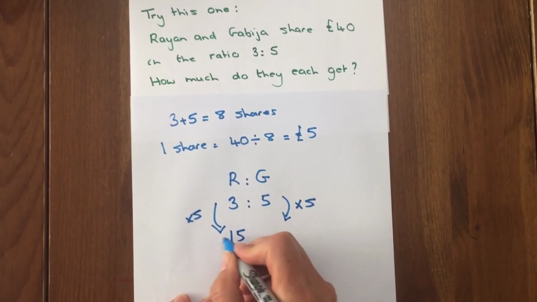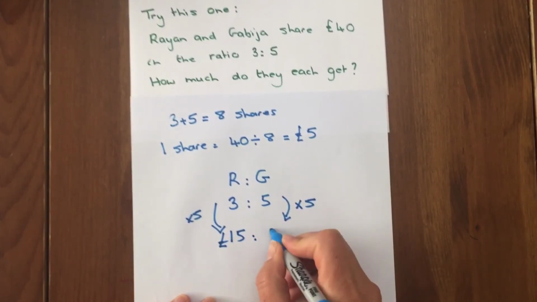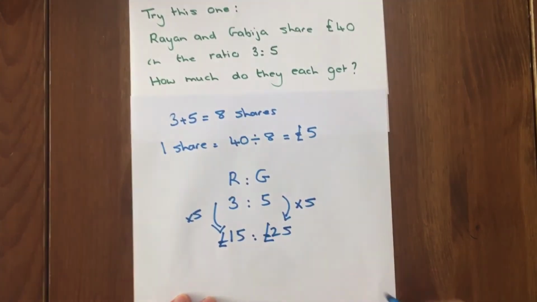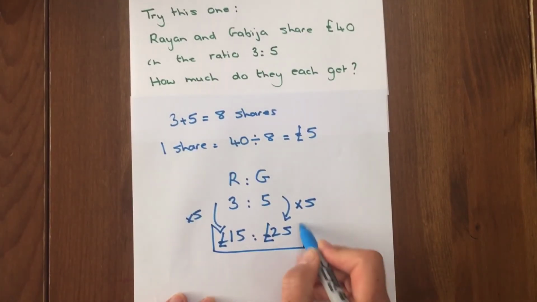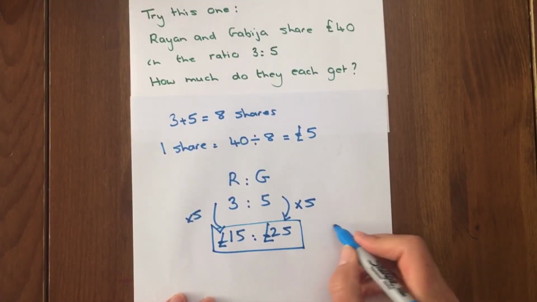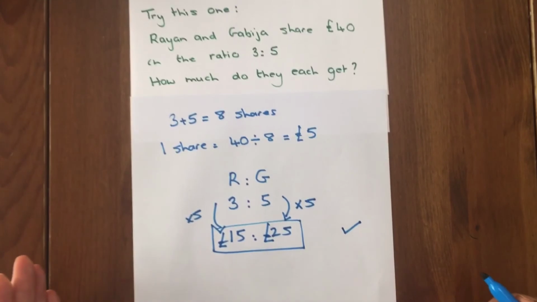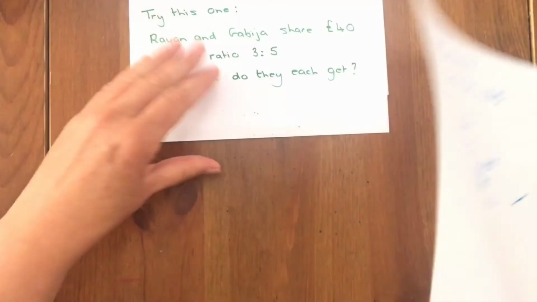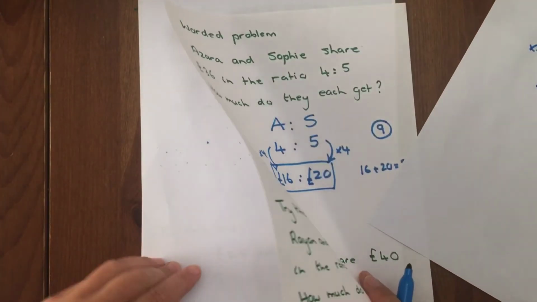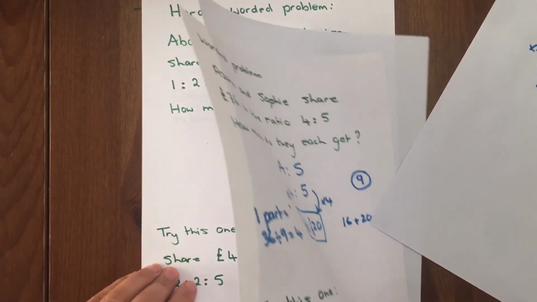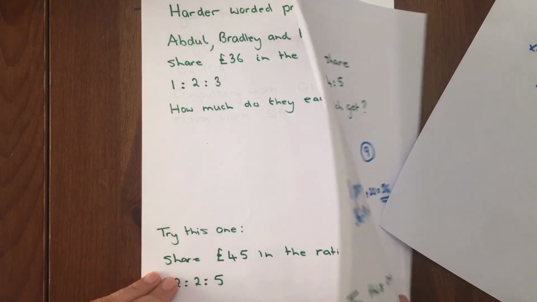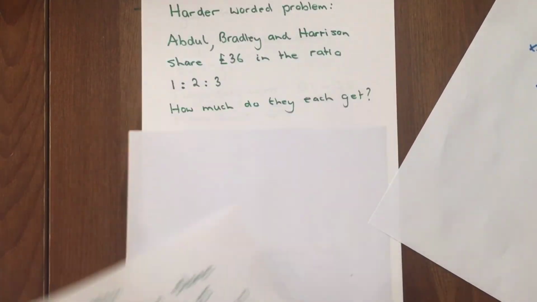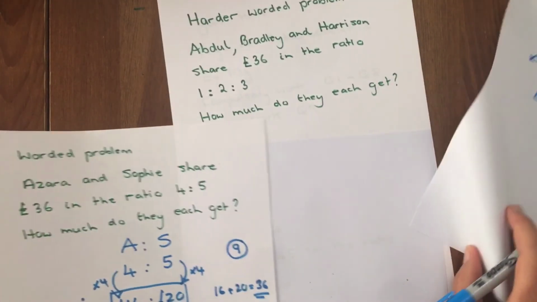So Rayan gets £15, Gabia gets £25. So there's my answer. Do they add up to 40? Yes, so we know it's correct. Okay, well done. Good listening, everyone. Now it's your turn. Oh, sorry, not yet. I've got a harder example here. Sorry, apologies.